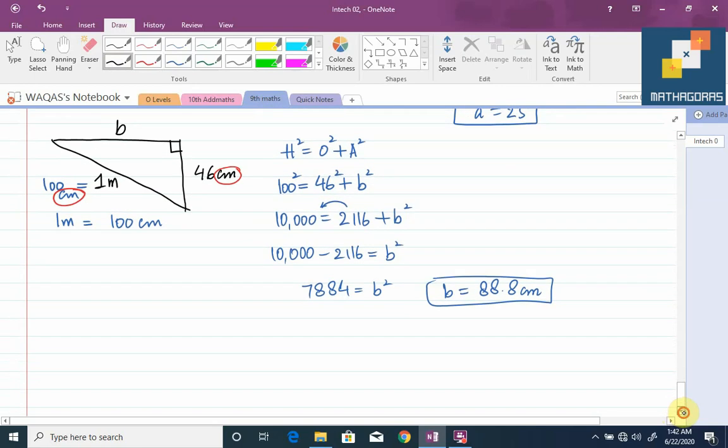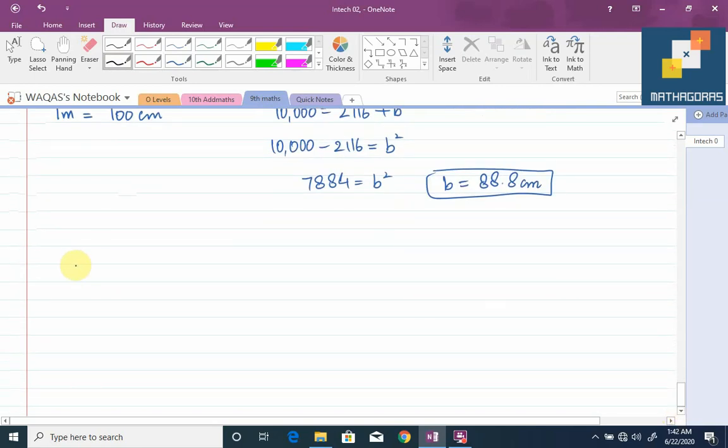One more example for you. Stop the video now after the question and solve it by yourself. Let's suppose it's 2 meter and it's 120 centimeter. You need to find the value of x. Stop the video and try it on your own.